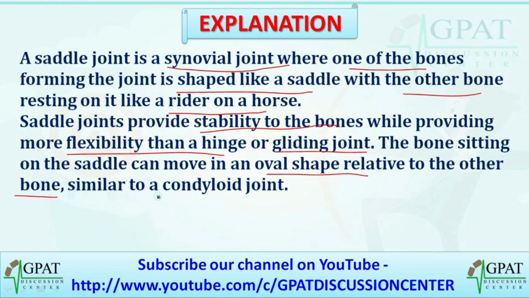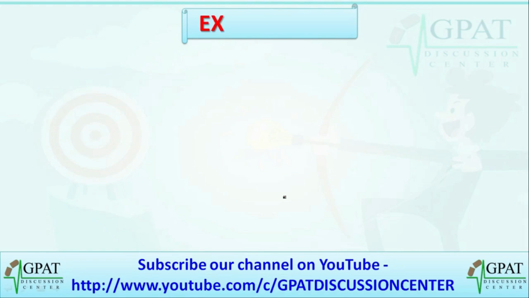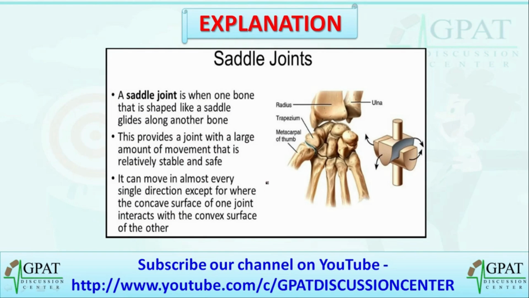The bone sitting on the saddle can move in an oval shape relative to the other bone, similar to the condyloid joints. So let's discuss with the help of the diagram: a saddle joint is when one bone that is shaped like a saddle glides along another bone, and this provides a joint with a large amount of movement that is relatively stable and safe. It can move in almost every direction except where the concave surface of one joint interacts with the convex surface. It's just one exception, so try to memorize it. So it's all about the saddle joint.